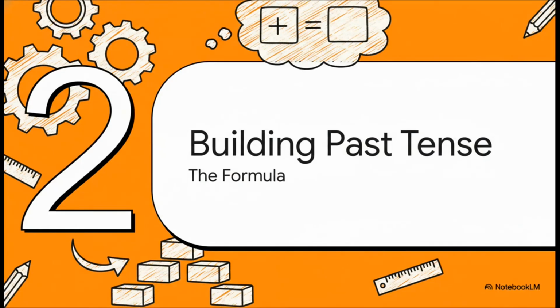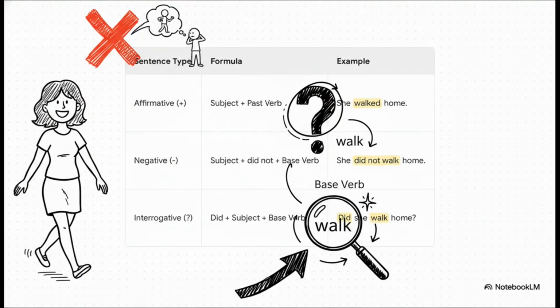Okay, concepts down. Let's get practical. How do we actually put these sentences together? Well, turns out there's a pretty straightforward formula. This little table breaks it down perfectly. For a positive sentence, it's as easy as it gets. Subject, then the past tense verb. She walked. Simple. But the moment you want to make it negative or ask a question, you need to call in a helper verb, did, and watch what happens. For a negative, you use did not, and to ask a question, did just pops right to the front.